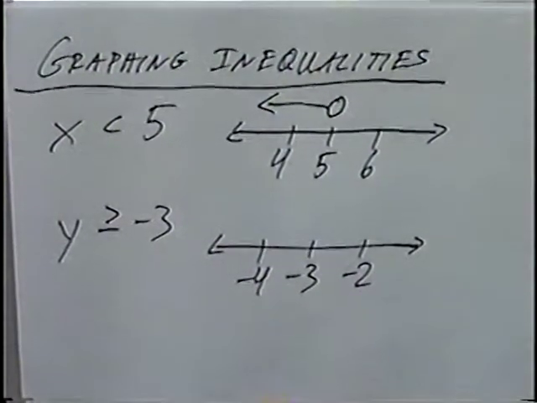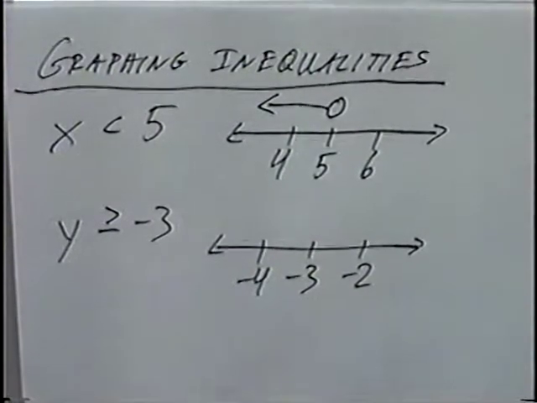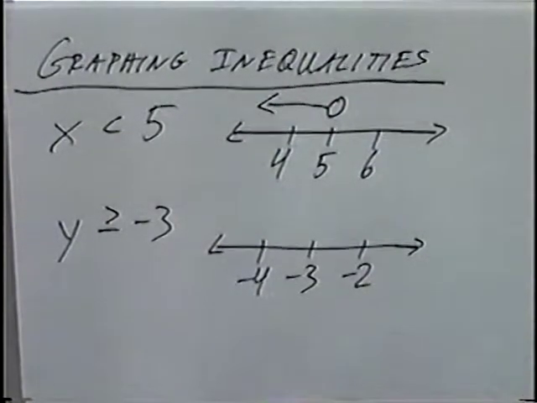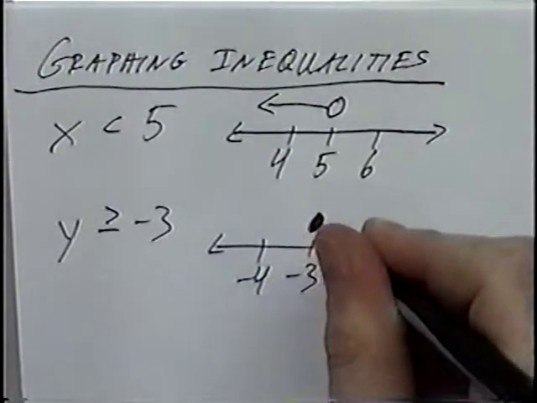For the circle again, you can either have an open circle or a closed circle. In this case, we have greater than or equal to. Anytime you have the or equal to or line underneath the inequality, the circle will be a closed or solid circle.